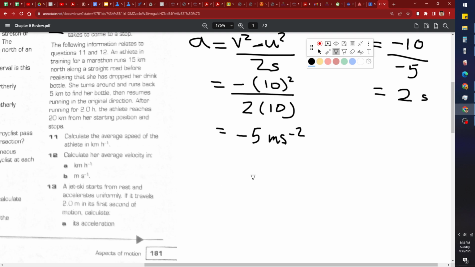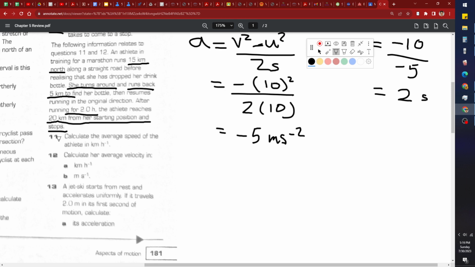Okay, let's see, number 11 and 12. Number 11 is we gotta follow this information. So an athlete in training for a marathon runs 15 kilometers north along a straight road before realizing she has dropped her drink bottle. She turns around and runs back 5 kilometers to find her bottle. Then resumes running in the original direction. After 2 hours of running, the athlete reaches 20 kilometers from her starting position and stops.